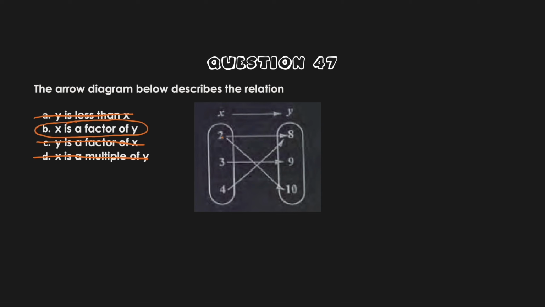Now, if you check it out, you can see that 2 matches to 8 and 10, and 2 is a factor of 8 as well as a factor of 10. So the factors of 8 would be 1, 2, 4, and 8.